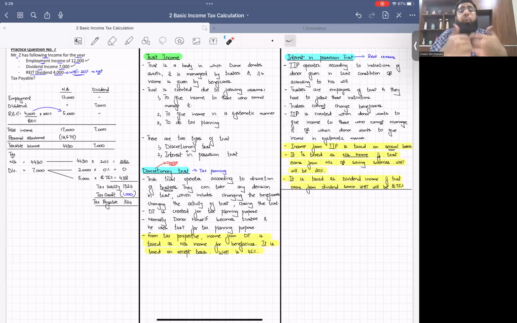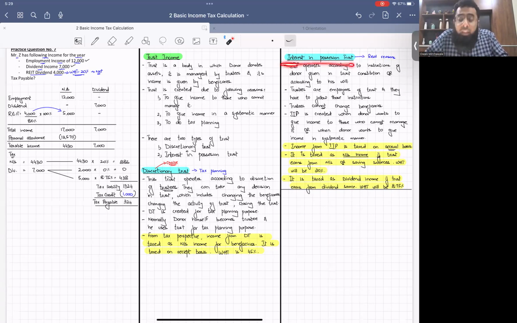Okay. Why do we create this trust? Because we want to give income to those who cannot manage, like our family. For example, if a person thinks that he will die soon, he can create a trust, he can appoint the board of trustees, and he can define the constitution that the income should be given to my family or to XYZ beneficiaries in a systematic manner.